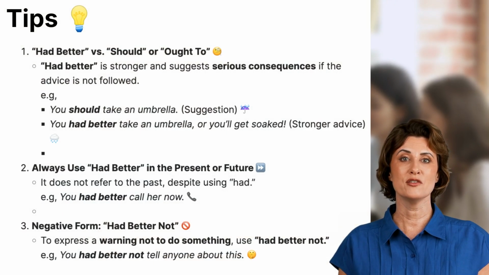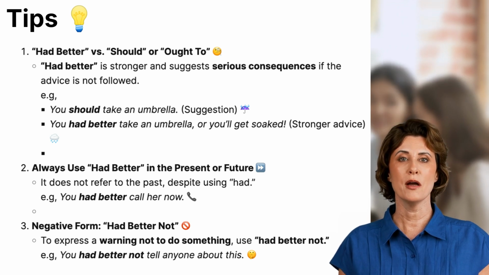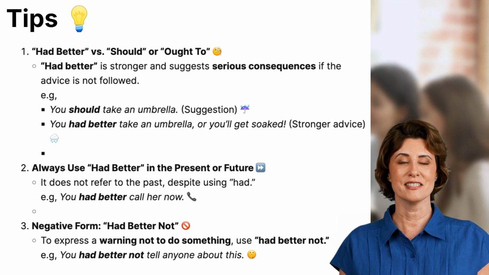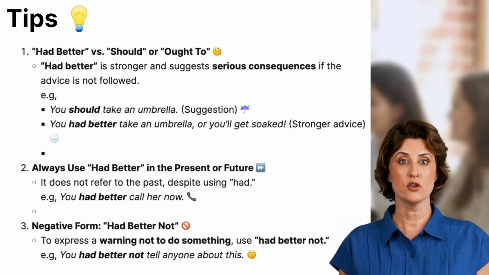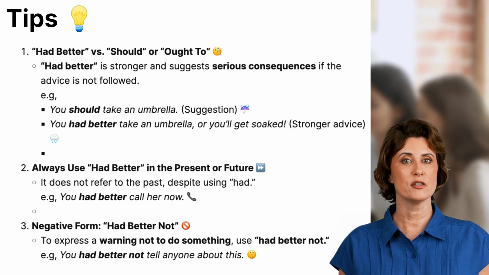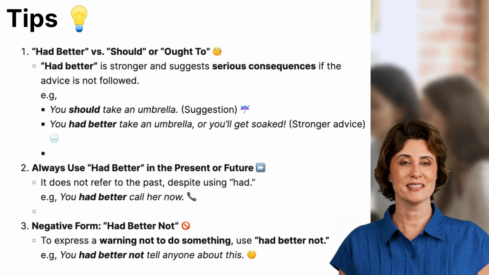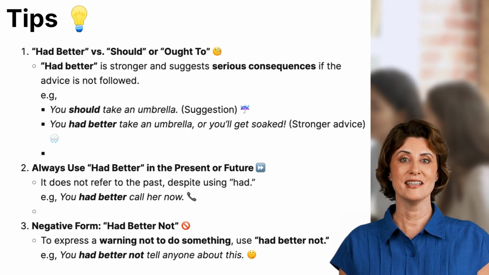Now that we've covered the different ways to use "had better," let's go over some important tips to help you use it naturally and correctly in conversations. 1. Had better versus should or ought to. A common question is, what's the difference between "had better," "should," and "ought to"? Should and ought to are softer suggestions with no strong consequences. Example: You should take an umbrella. This is just friendly advice.